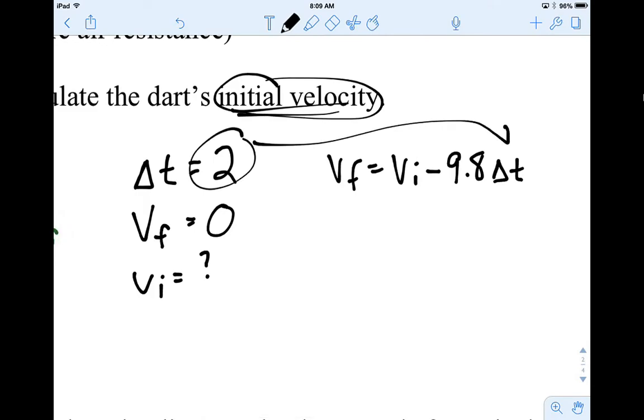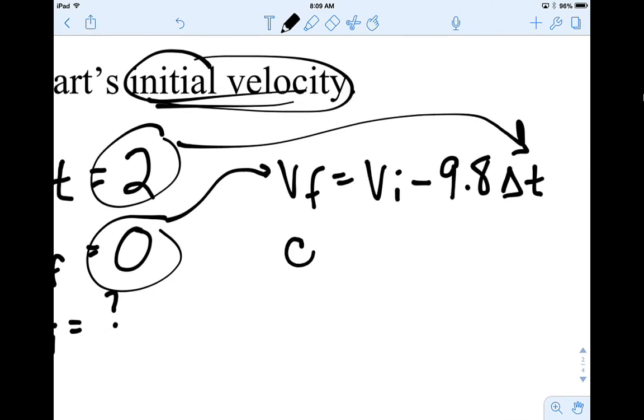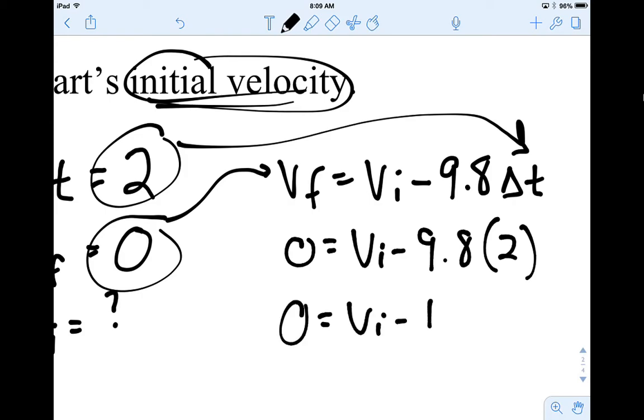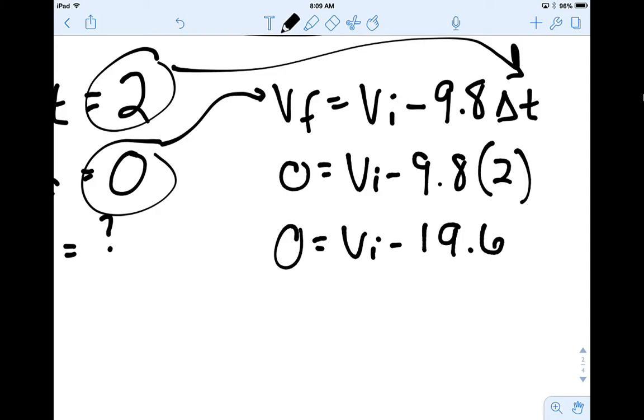My 2 goes in there. My 0 goes in there. So I've got 0 equals Vi minus 9.8 times 2. And 9.8 times 2 is 19.6. So 0 equals Vi minus 19.6. Now, Vi is still not by itself, so I need to do a little bit of algebra to get it by itself. Since I'm subtracting 19.6, I want to do the opposite of that to get rid of it. And I want to add 19.6 on both sides.